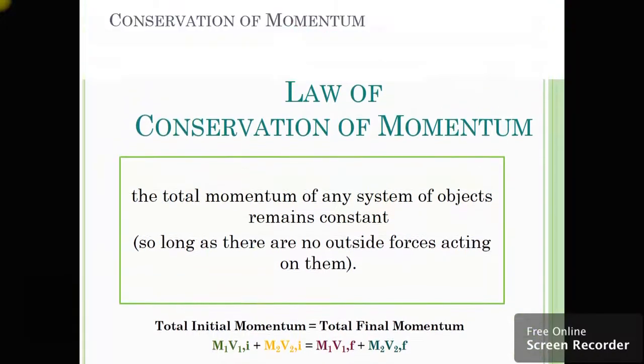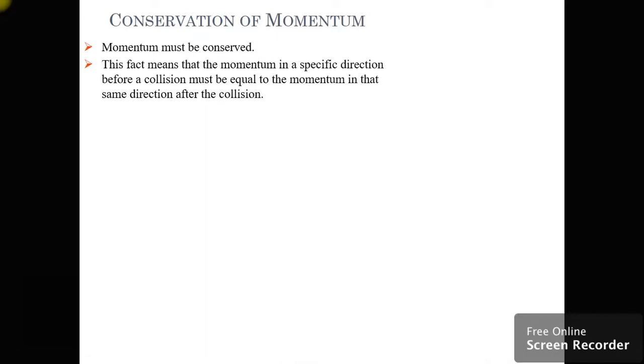Let's talk a bit about that. Momentum is conserved, so that means that momentum in a specific direction before a collision is equal to the momentum in that same direction after the collision. Now, we can usually break that up into x and y components. Let's just take a quick look at this.